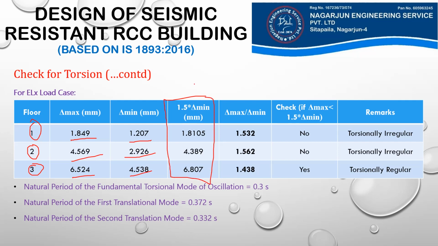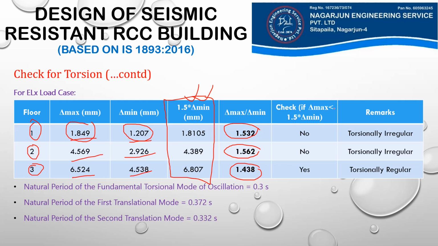You may or may not derive this column. Let's just find the ratio between delta max and delta minimum. That is this value divided by this value. We get 1.532 for the first story, 1.562 for the second story, and 1.438 for the third story. So what do we see here? Our 2 ratios are greater than 1.5.